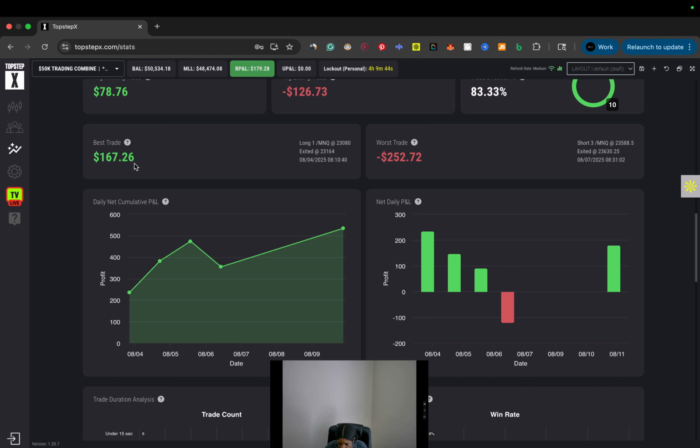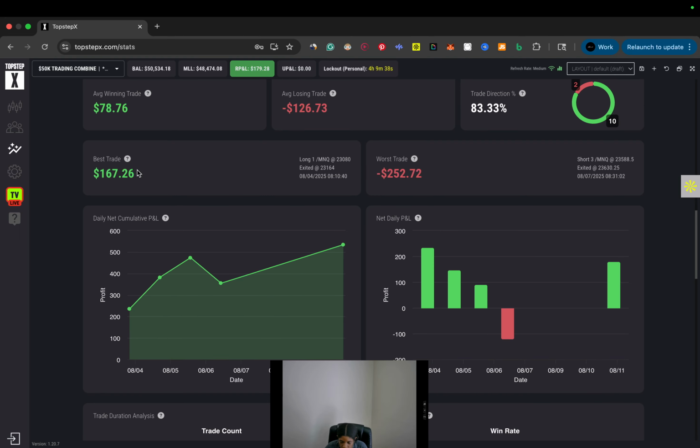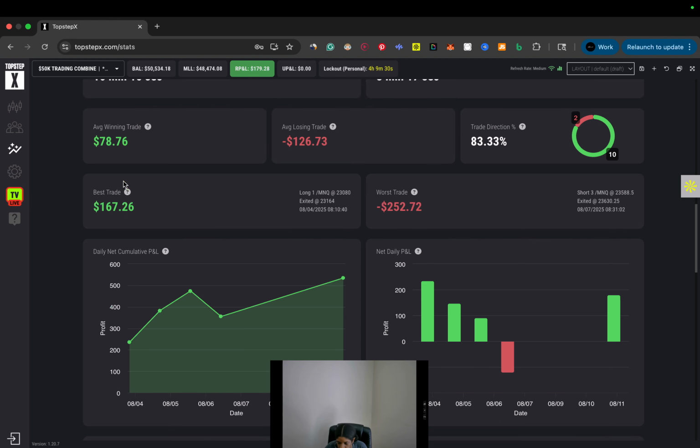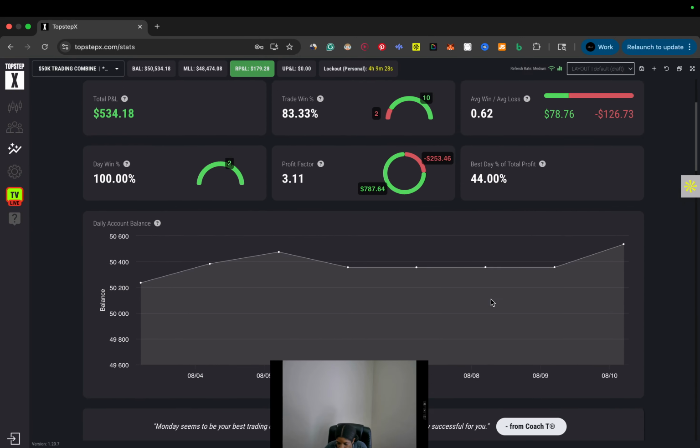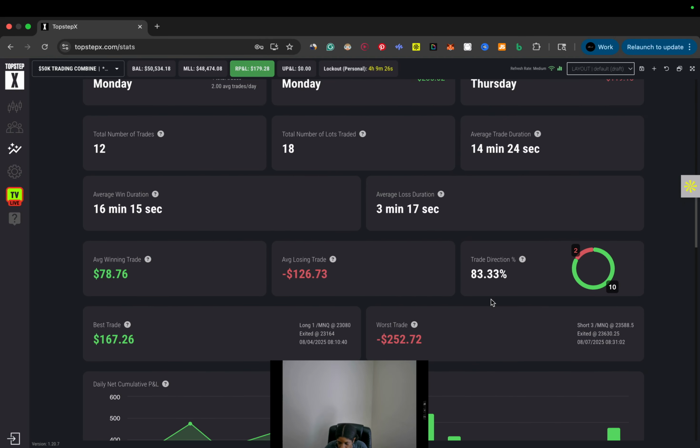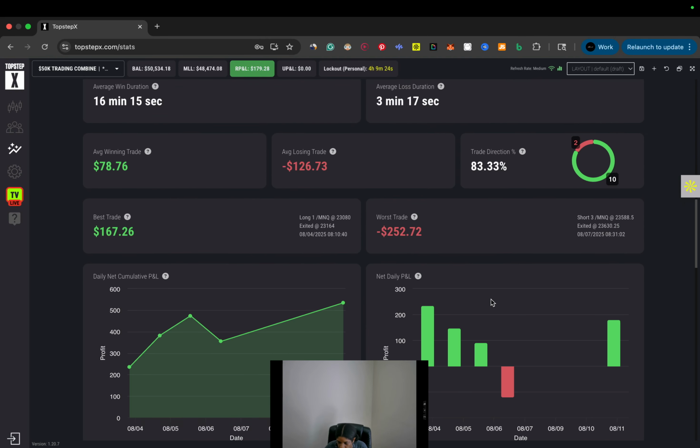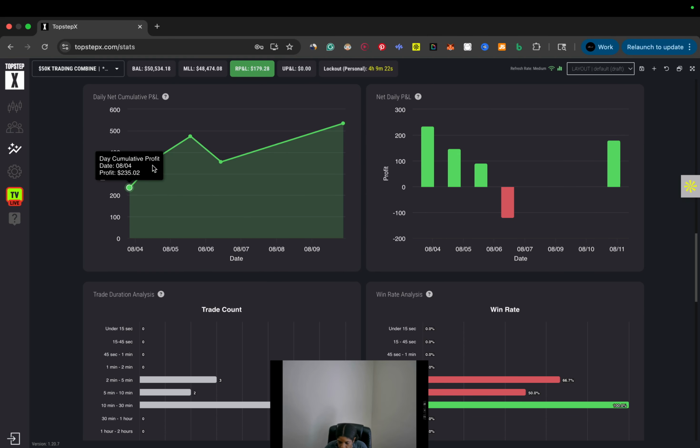My worst trade was $252 and best trade $167. Again, this is because each partial counts as its own trade. So really, my best trade was $235, in my estimation. This is the equity curve so far, and this is the daily.